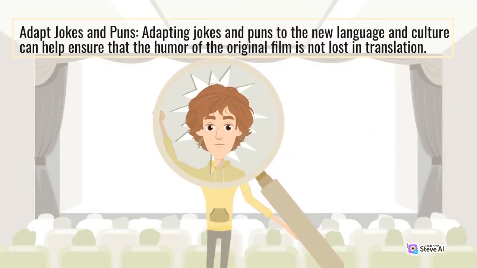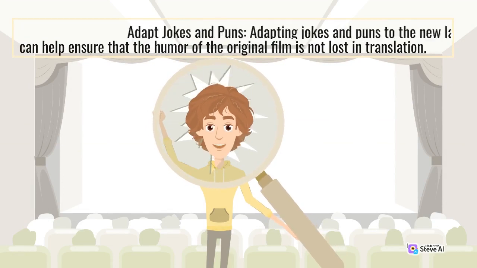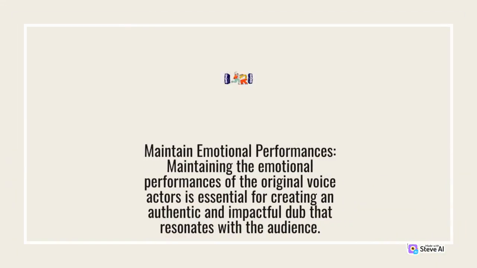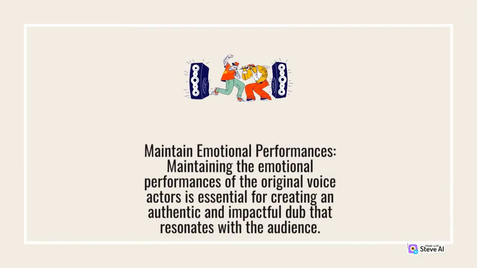Adapt jokes and puns. Adapting jokes and puns to the new language and culture can help ensure that the humor of the original film is not lost in translation. Maintain emotional performances. Maintaining the emotional performances of the original voice actors is essential for creating an authentic and impactful dub that resonates with the audience.